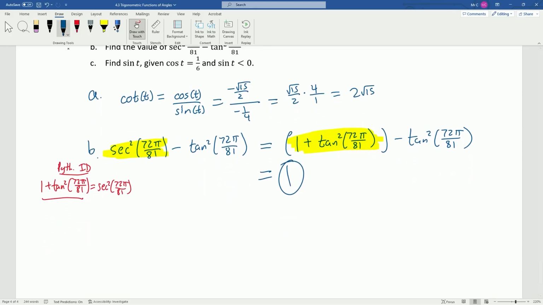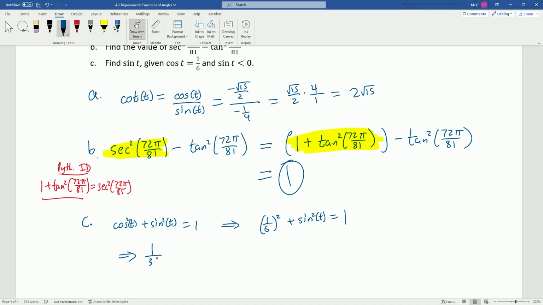Okay, and so for part C here, we have find sine of t given cosine of t equals 1/6 and sine of t is less than 0. And again, the direction said to use identities here. So I can use the Pythagorean identity. Cosine of t squared plus sine of t squared equals 1. But we know that cosine of t is 1/6, so this is 1/6 squared plus sine squared of t equals 1.